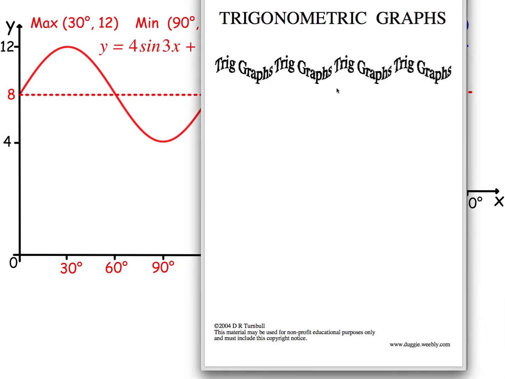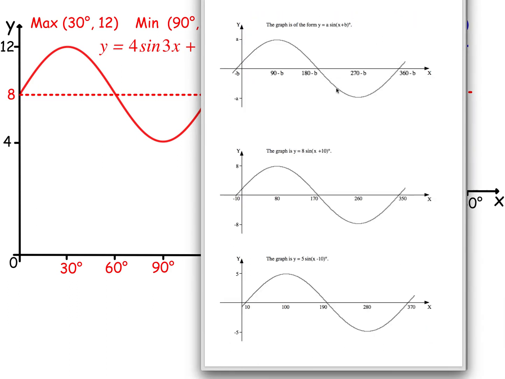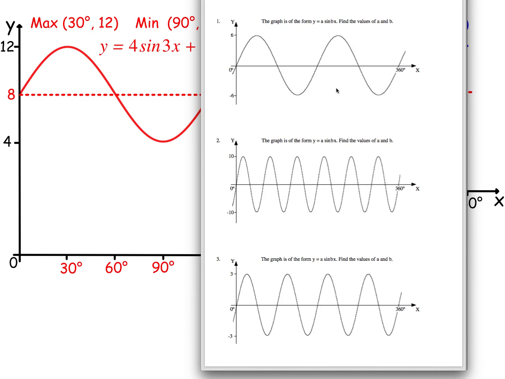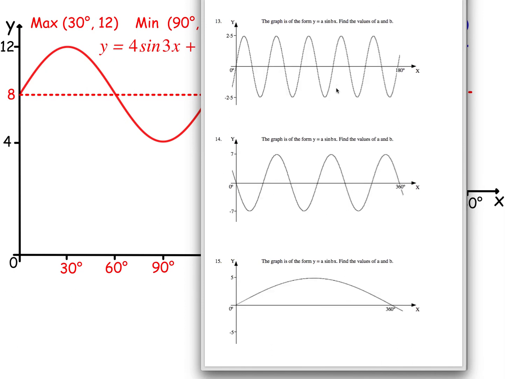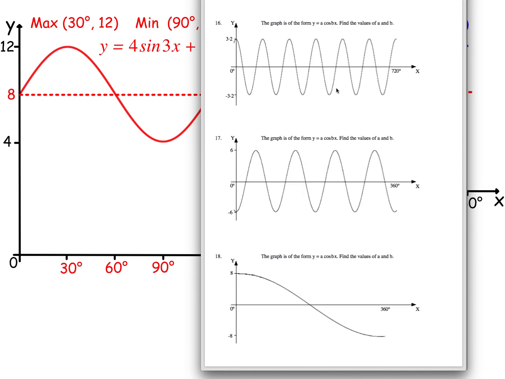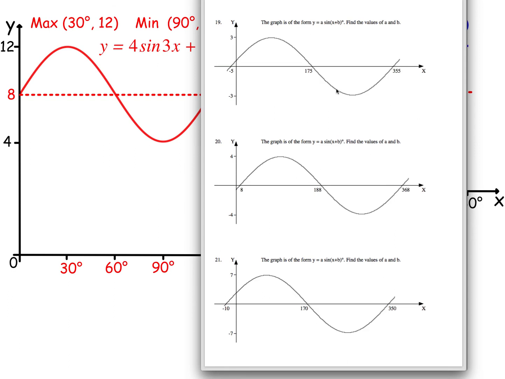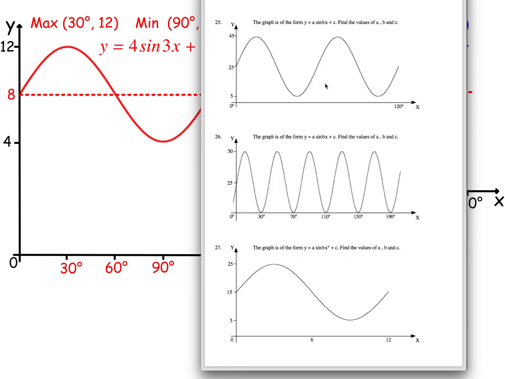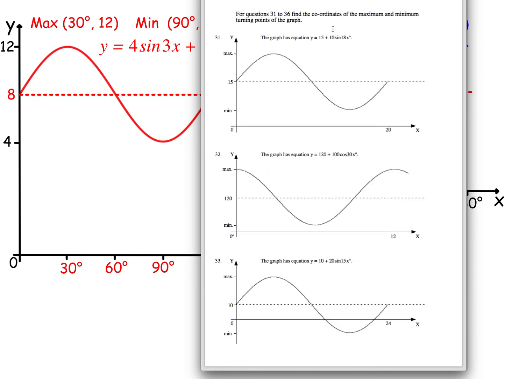For this booklet, the first 18 questions were for the second video. That's the type y equals a sine bx, a cos bx. And then if you go to question 25, this is the new stuff where there's 3 changes. This is y equals a sine bx plus c from 25 to 33. And the answers are at the back.